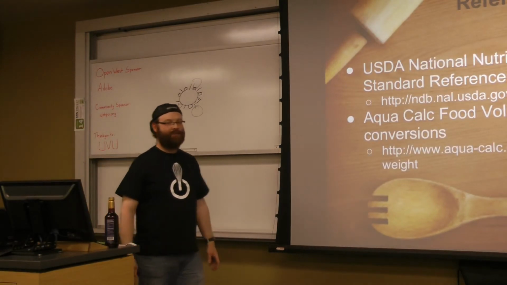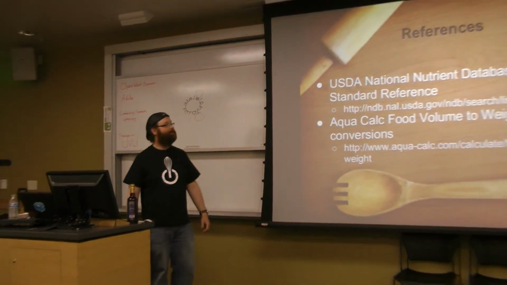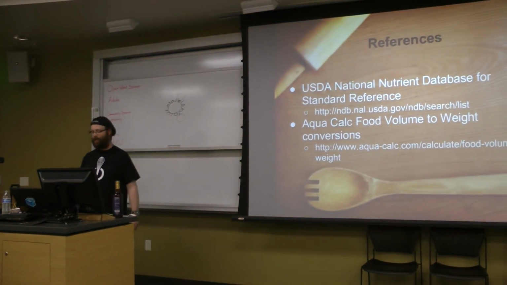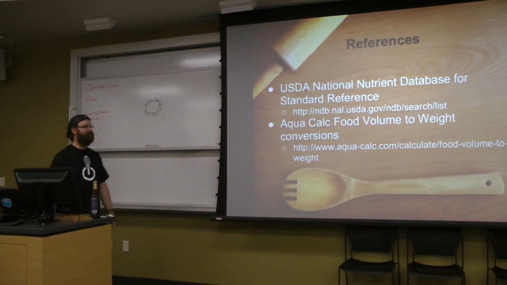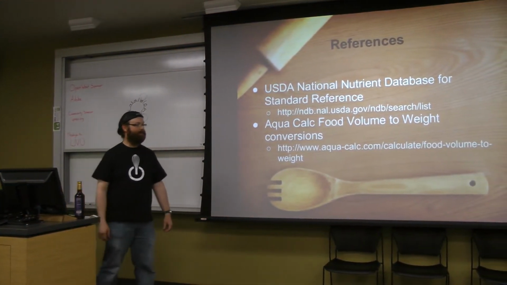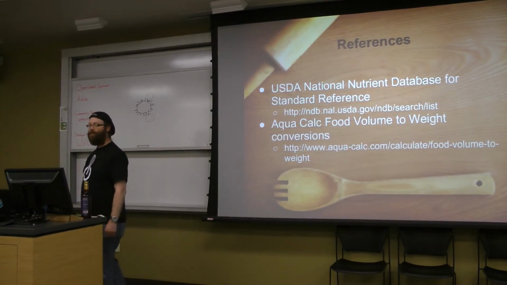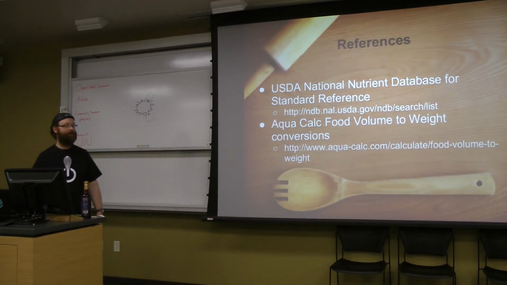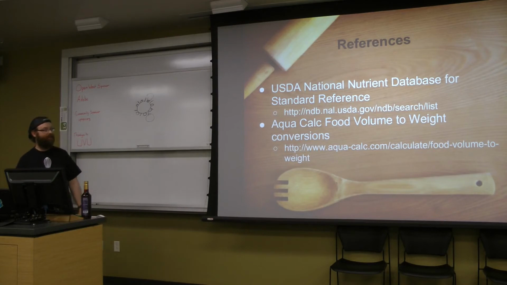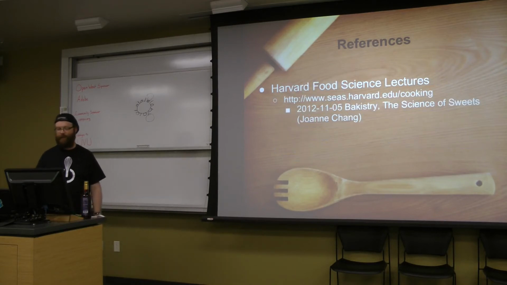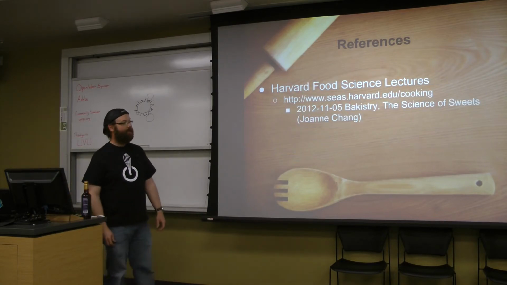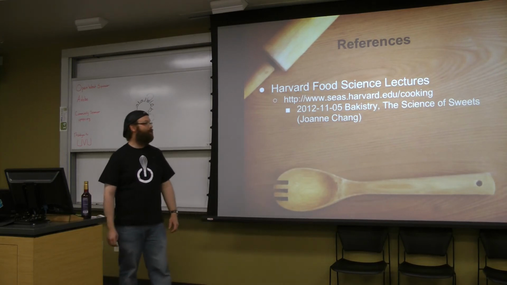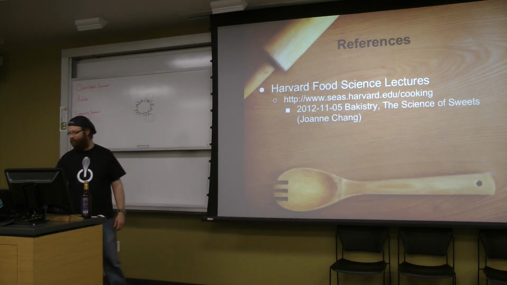References, and I'll put these slides online. Well, actually, they're already online, and I think I set them to public already. USDA standard reference is where you can look up all the values that I used. If you want to convert food volumes to weight, this is a really good database. It doesn't have anywhere near everything, but it's not bad. Harvard Food Science Lecture, if you want to watch that one or any of the other ones all the way through, that's where they are.